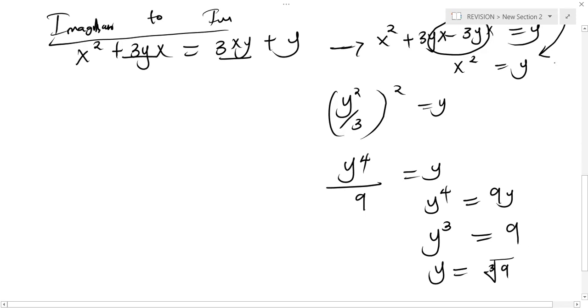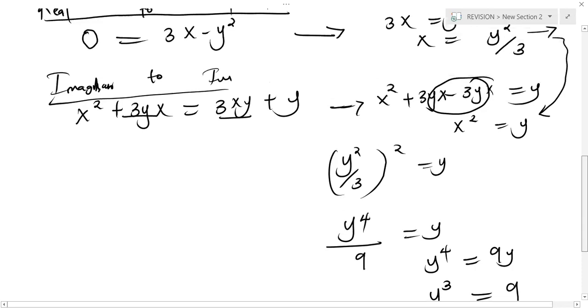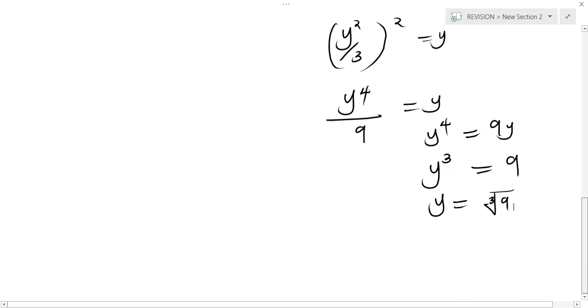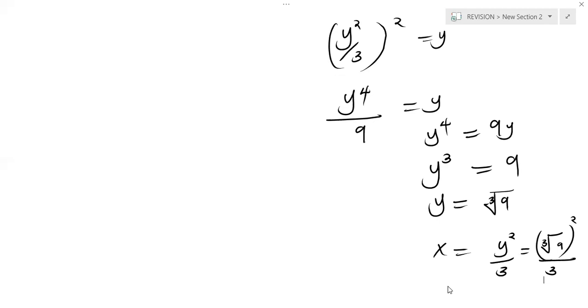And if you have the value of y, then you can be able to get the value of x because we already had an expression for x is equal to y squared over 3. So x is equal to y squared over 3. So this will be the cube root of 9 squared over 3. That's how we go about solving complex equations.